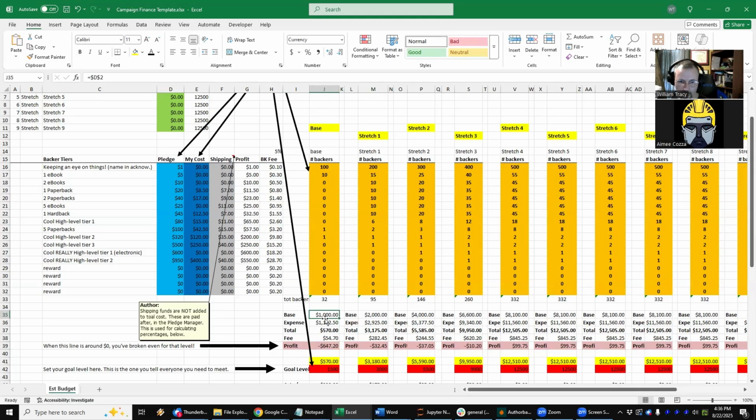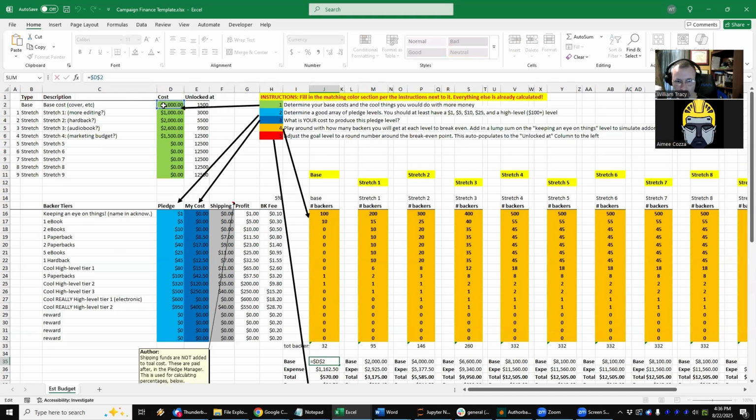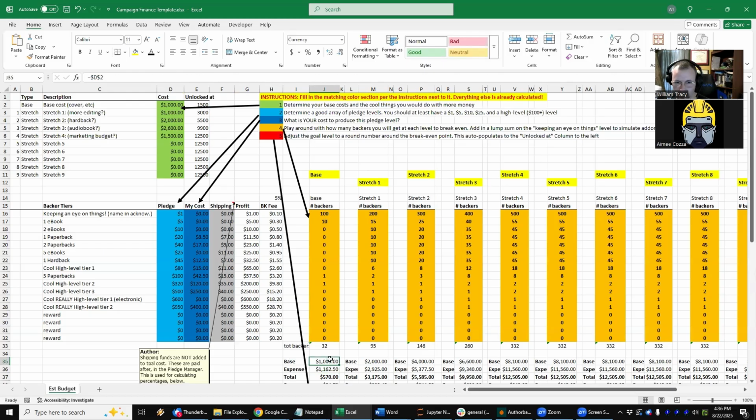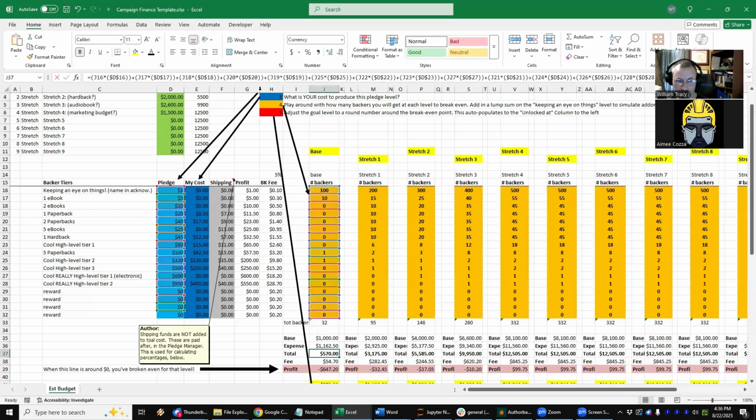So for right now, this is coming from my total base cost, which I put in up here. My expenses, this big long formula up here, is basically taking each of my costs times how many backers are in there, adding it all together. So I see my base cost is $1,000. My expenses, based on this number of backers, is over $1,000. This is the total pledges times the backers. So I'm actually only making 570 on this, so this is way off right now. This is not breaking even.